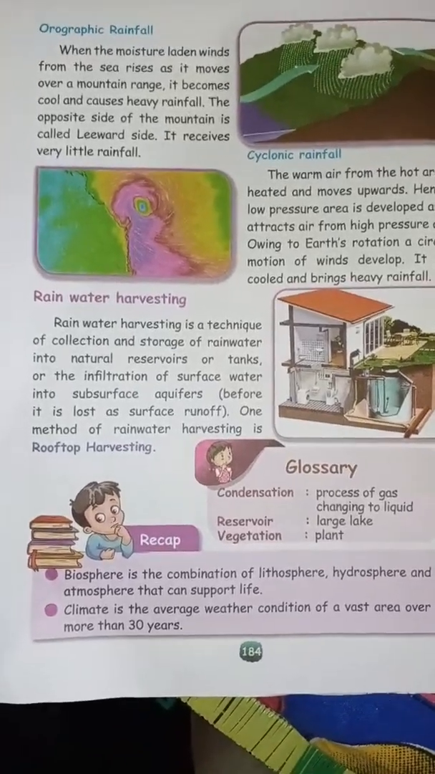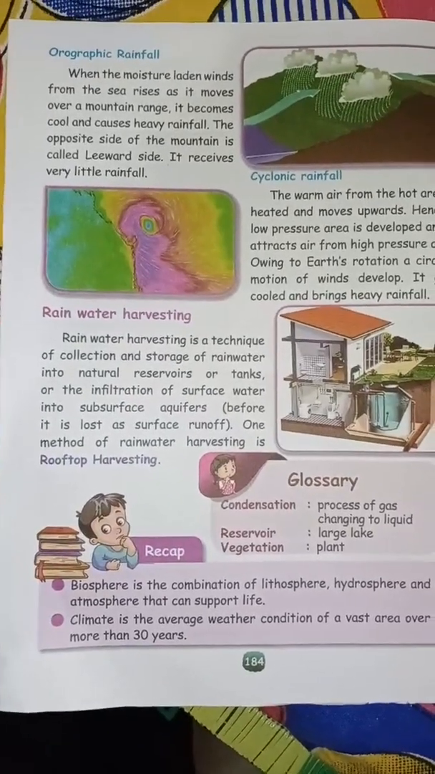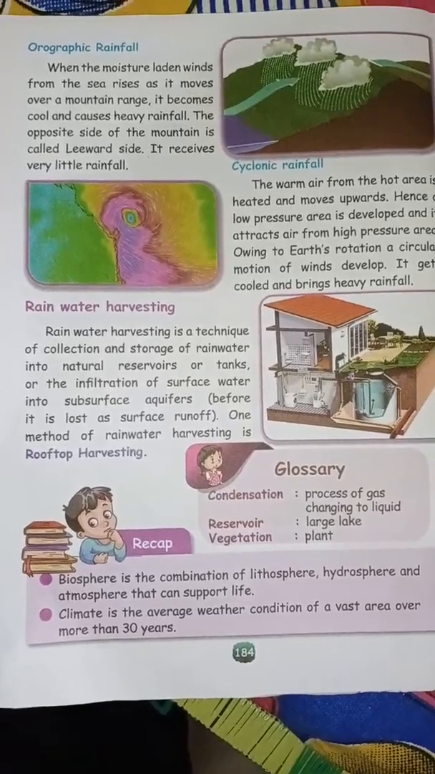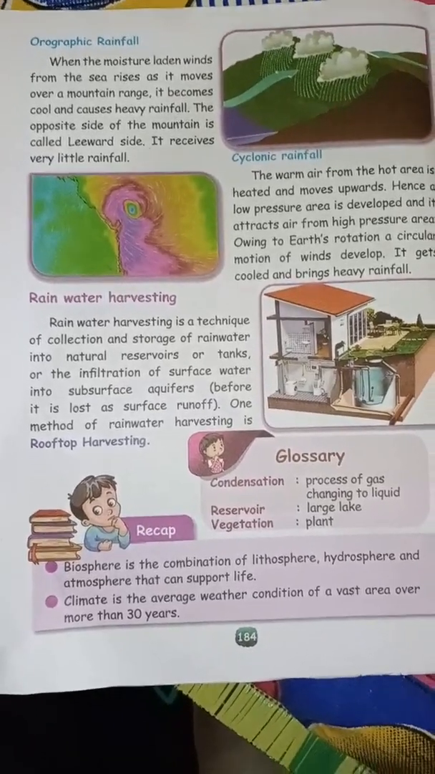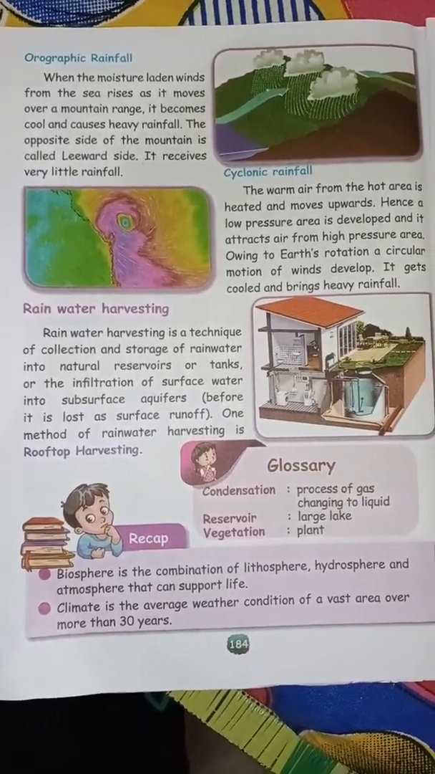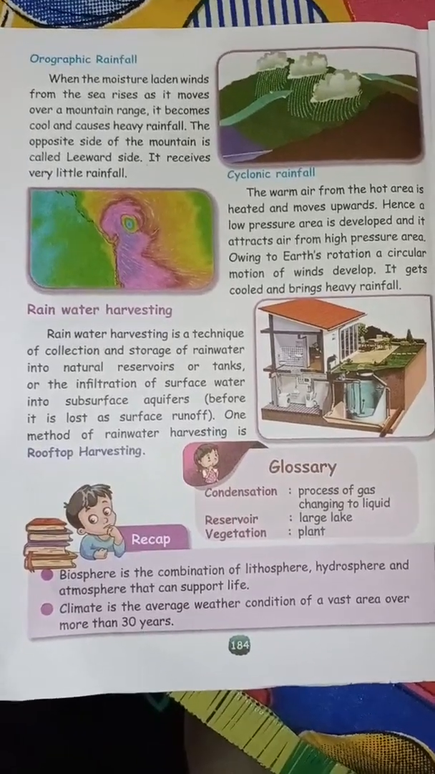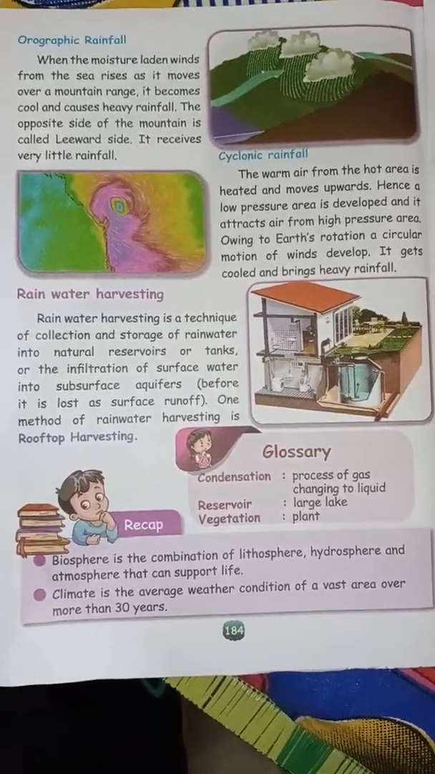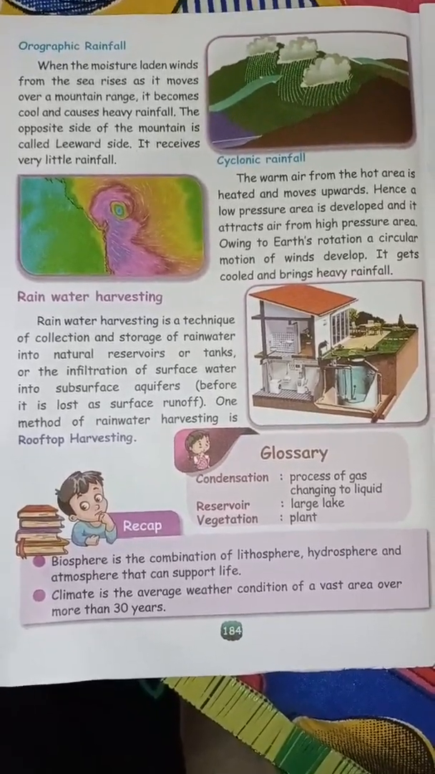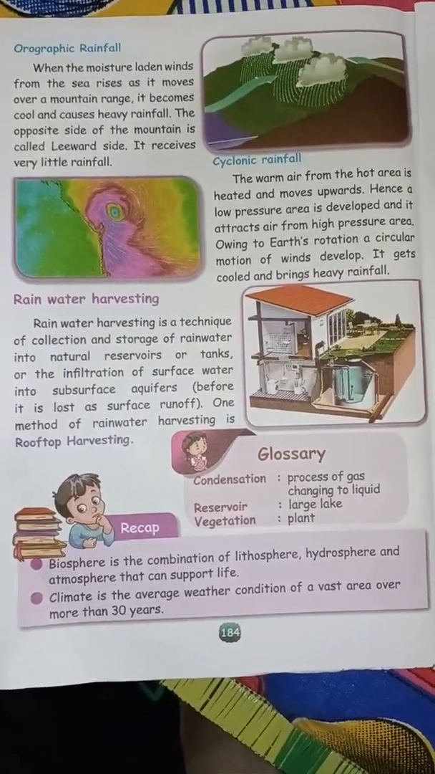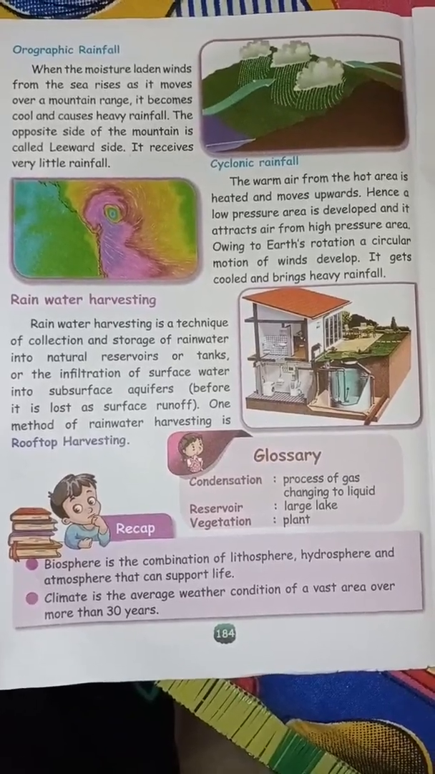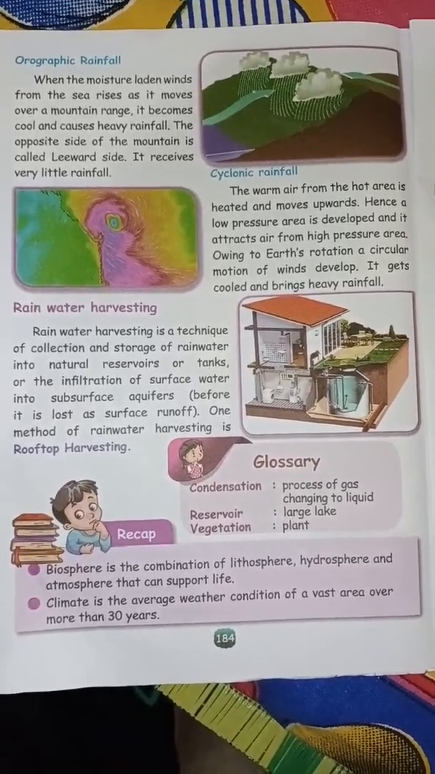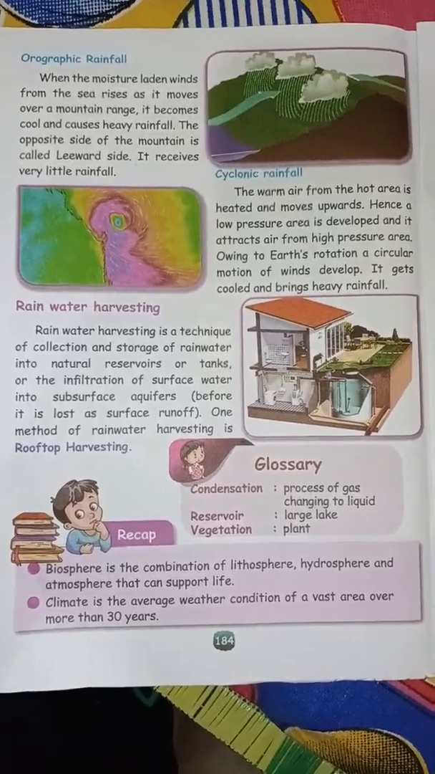So, what is orographic rainfall, children? The moist air is forced to rise over the mountain. As it rises, it becomes very cool. That cooler air causes the rainfall. That rainfall is called orographic rainfall. And the opposite side of the mountain will receive very little rainfall. Okay.